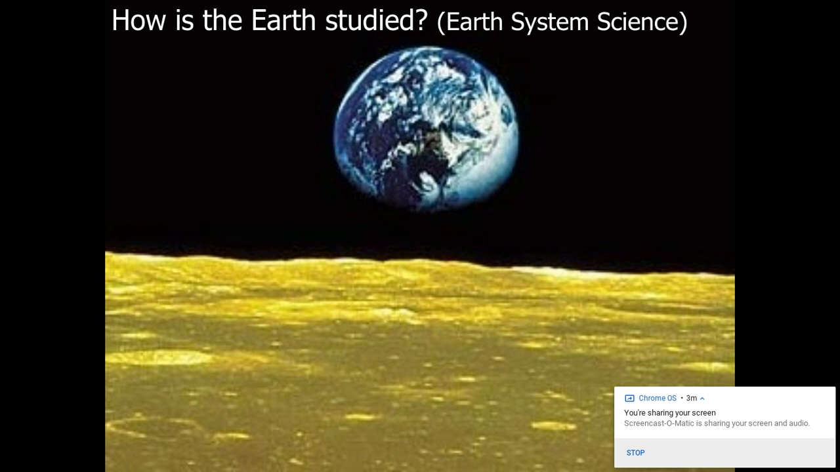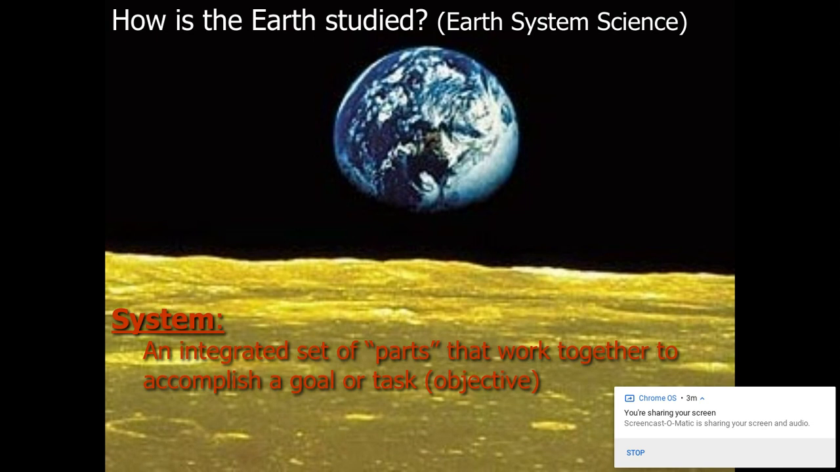So really, when we look at how Earth is studied, we look at Earth as what we call Earth system science. And to start with, we should come up with a definition of what a system represents. By definition, if you look at the bottom of your screen, a system represents an integrated set of parts. These parts all work together, and as they work together, they accomplish an outcome, a task or goal.